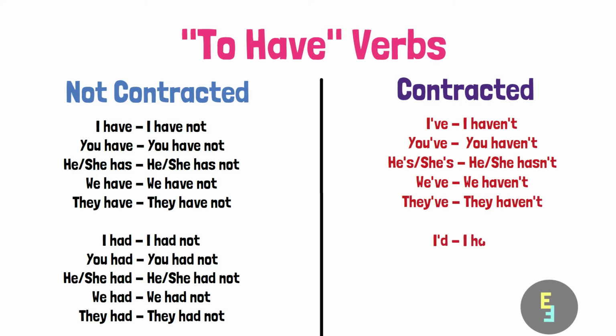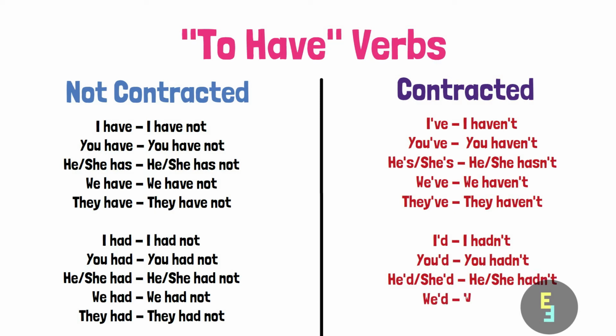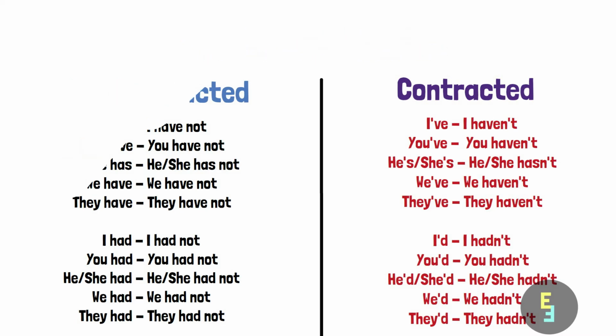I had or had not becomes I'd and I hadn't. You had or you had not becomes you'd and you hadn't. He or she had and he or she had not will become he'd and she'd. Then he hadn't and she hadn't. We had or we had not becomes we'd and we hadn't. They had or they had not becomes they'd and they hadn't.